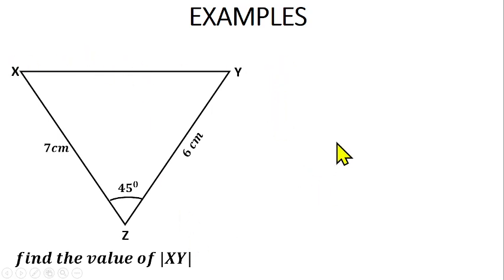Can you formulate the cosine rule we are going to use? Having understood that we are going to use the cosine rule, can you formulate it? Yes. So we are looking for this side. That means we have side XY squared equals side XZ squared plus side YZ squared minus 2 into bracket side XZ times side YZ cos Z.